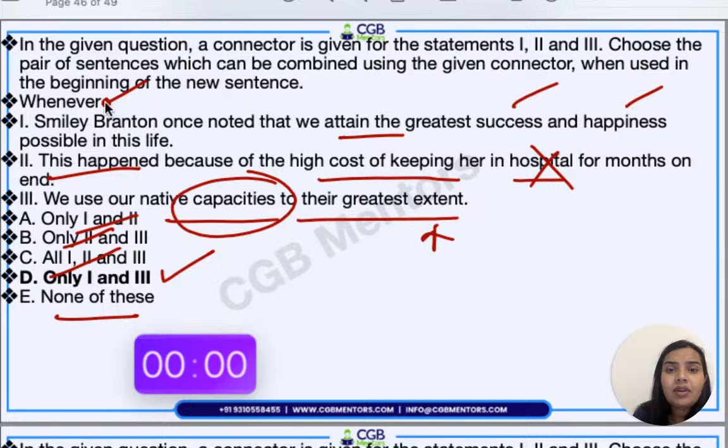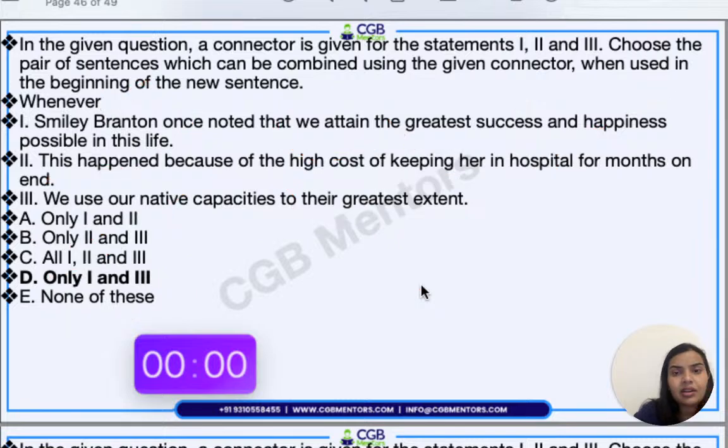Okay. So, whenever के साथ में, if you only read this, it's like imagine a person again and again noting down something, thinking on something. So whenever this person noted, अब once को नहीं लिखेंगे because you are using whenever. Okay, whenever he noted that we attain greatest success and happiness, comma, we use our capacities to the greatest extent. So this noting down of the fact that we attain all these things, it is whenever the capacities are related to it. तो थोड़ा सा tricky है इसका.